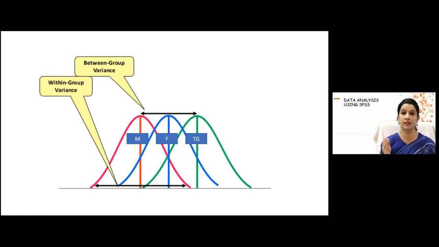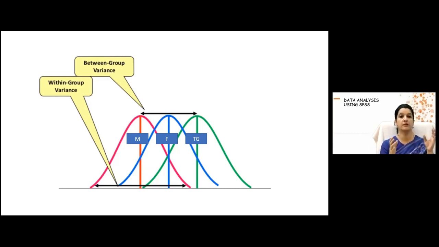So there will be between group variance, which you can see here: group 1, group 2 and group 3. If the 3 groups represent male, female and transgender, there will be a difference between the groups, which is known as the between group variance. And now there is a variance within the group. The variance within the group is the same as what you did yesterday.